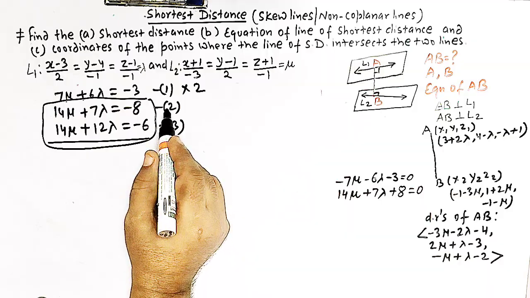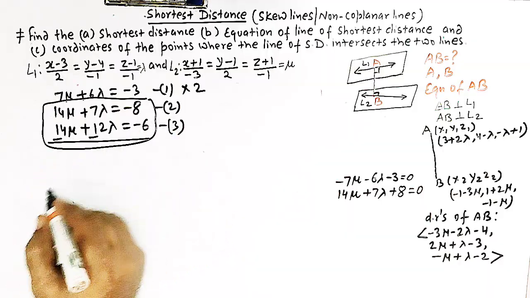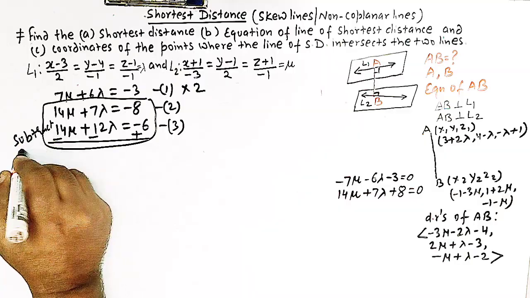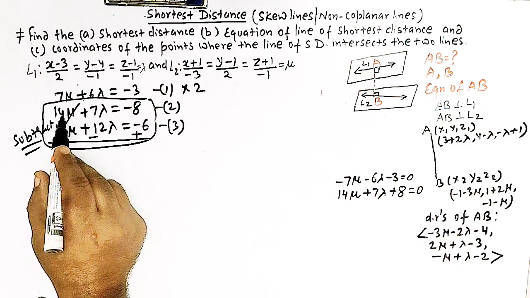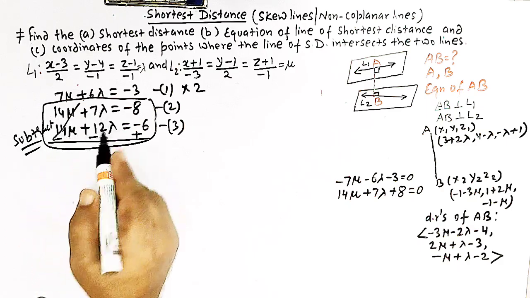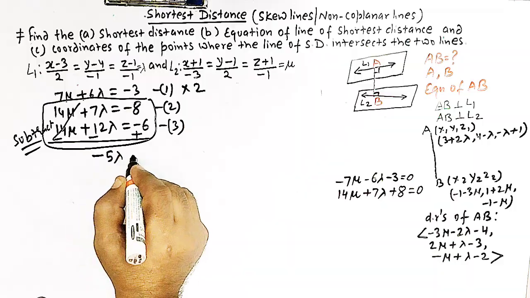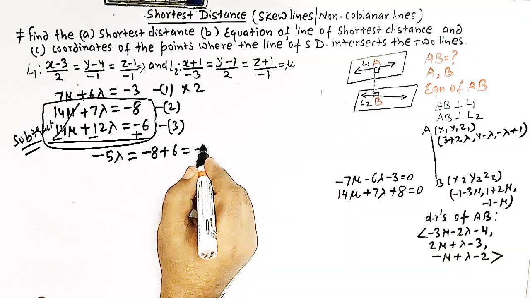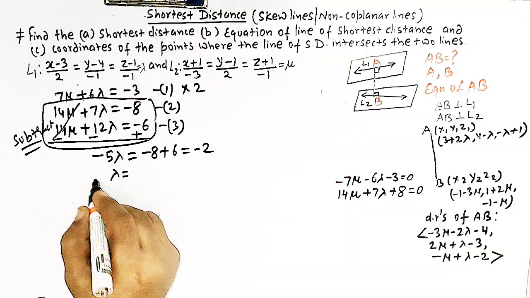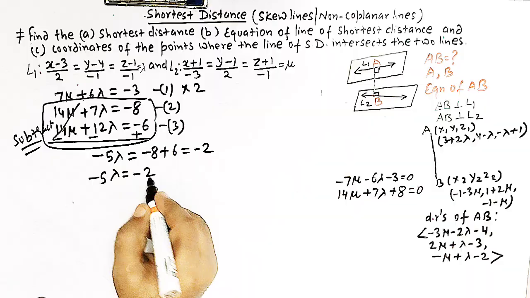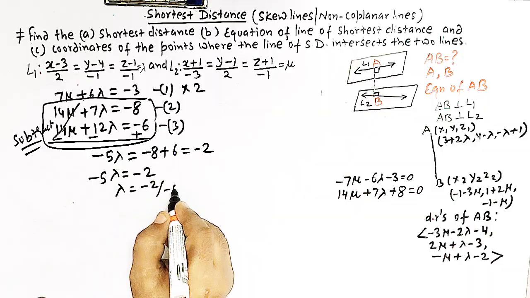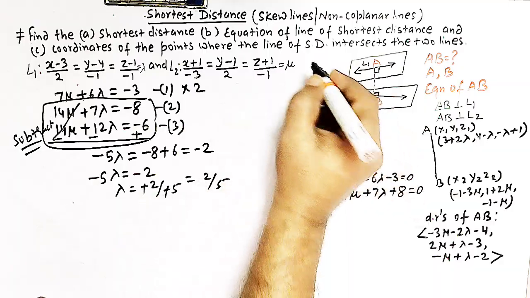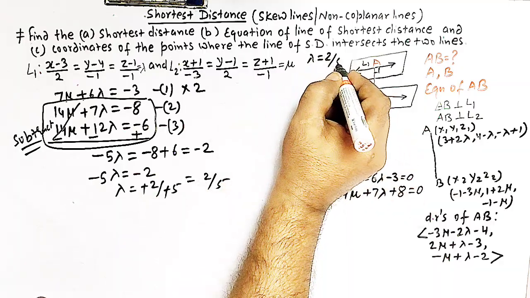So subtracting 3 from 2. So here we have minus, here we have minus, and here we have plus, right? So subtracting these two equations, we can cancel these two terms. 7 minus 12 is minus 5 lambda, and minus 8 plus 6, that is minus 2. So we have minus 5 lambda is equal to minus 2. So lambda is minus 2 over minus 5, that is 2 over 5. So the value of lambda is equal to 2 over 5.